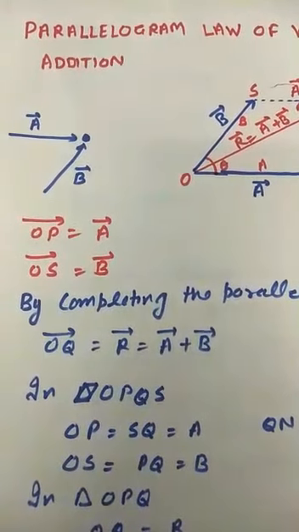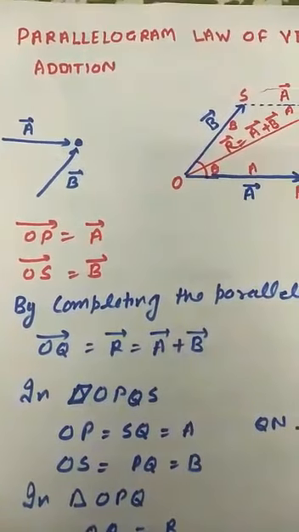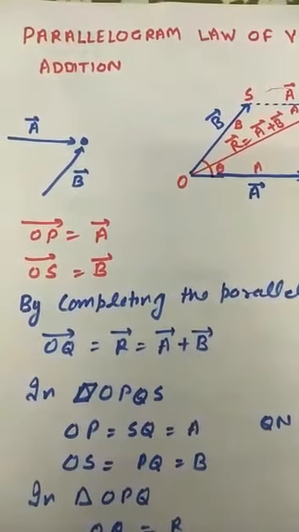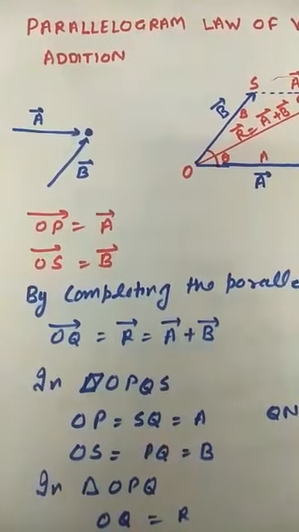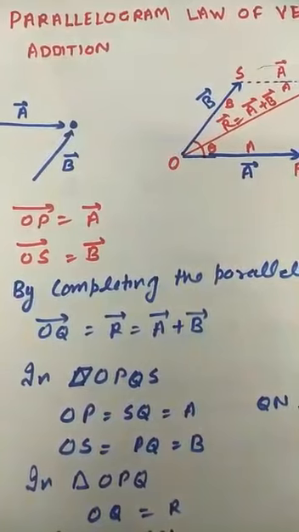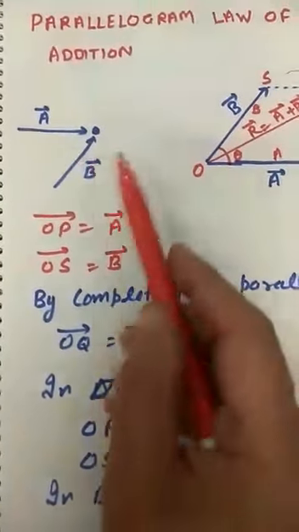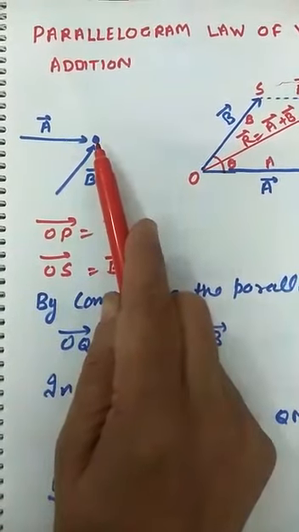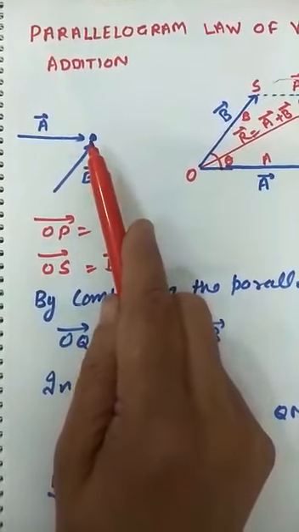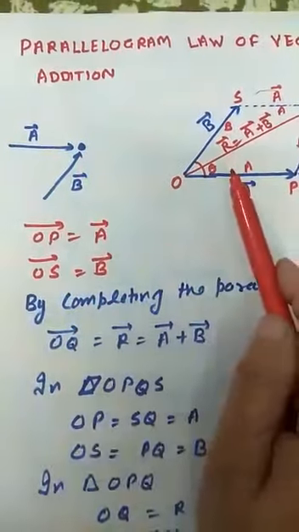In the last video I told you about vectors and their addition, and I told you the triangular law of vector addition. Now there is a different law, that is the parallelogram law of vector addition. What is the parallelogram law? If two vectors are acting on a body simultaneously at the same time, their resultant we can find by the parallelogram law.